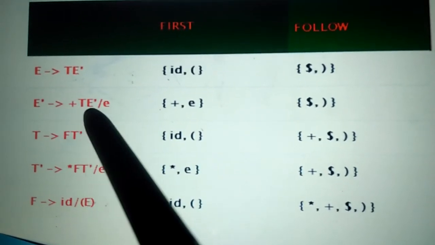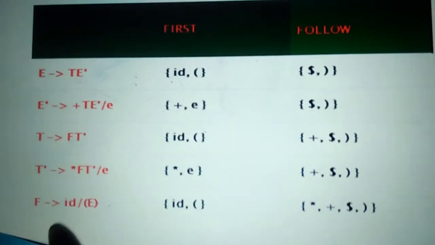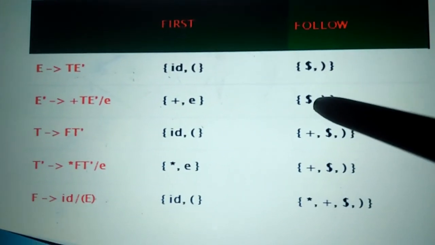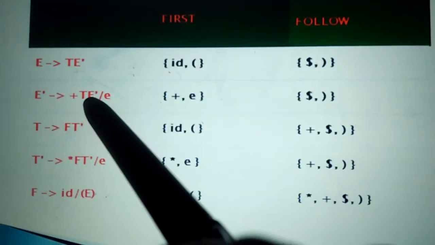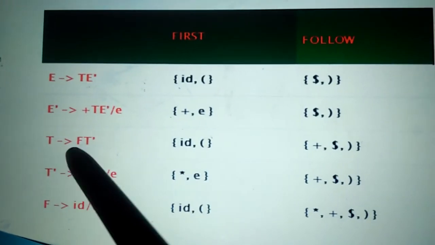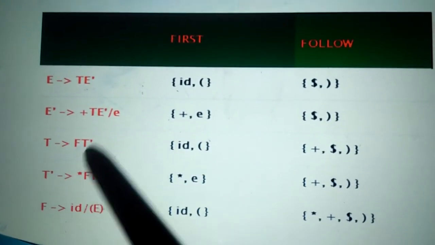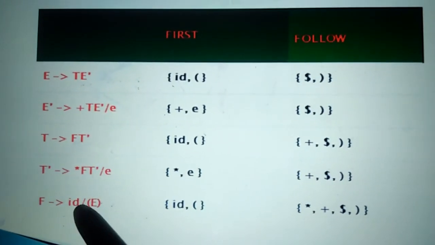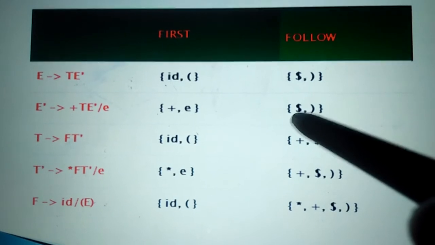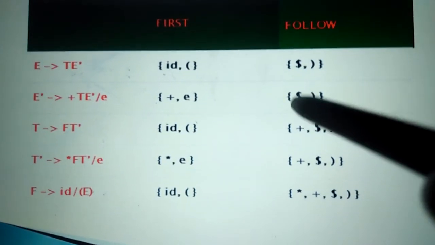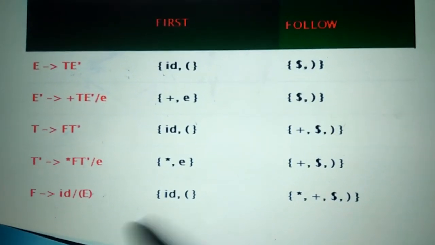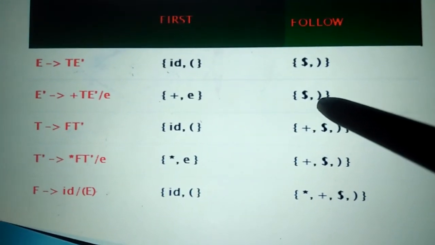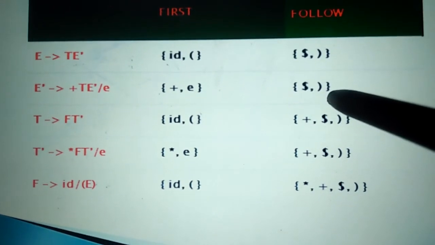And this follows what? This follows T. What does T follow? T follows F, and where does F follow? F follows the identifiers. So here the input of the set will be dollar, and it is following the closing bracket. So this is what the identifier is.